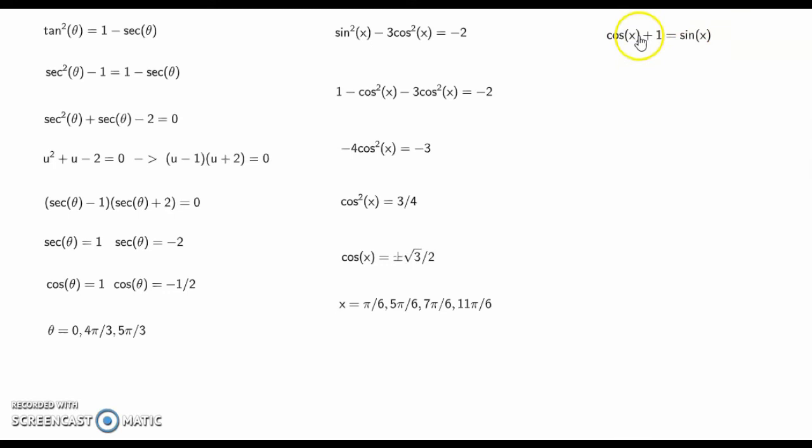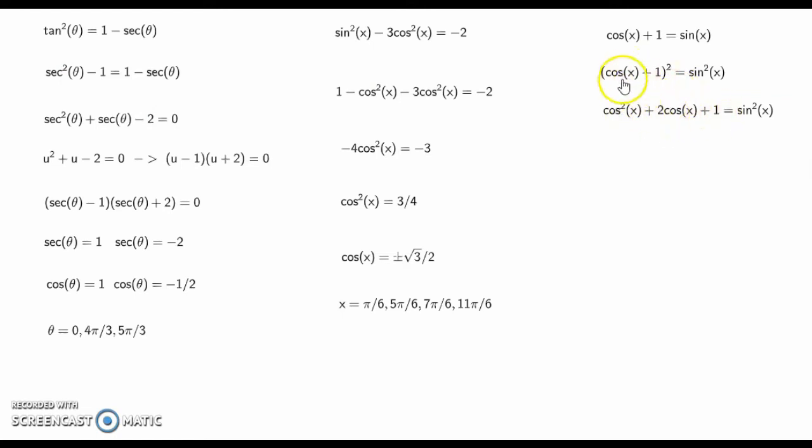So to fix that, what we're going to do is square both sides. And that looks like that. So the cosine x plus 1 quantity squared equals sine squared x. Now we're going to distribute out here. So we get cosine squared x plus 2 cosine x plus 1. Don't forget your middle term.